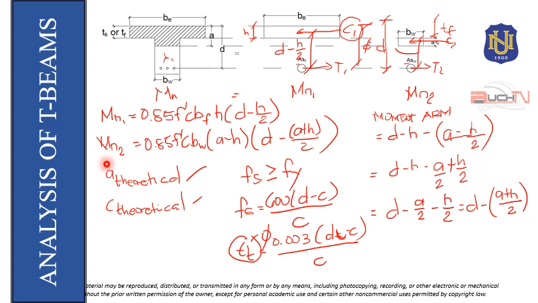Tapos, saka na natin makukuha yung Mn coming from Mn1 and Mn2. Ipag-add lang natin sila. So, that will be Mn1 plus Mn2. So, ang lalabas will be the value Mn. Then, makukuha natin si Mu, or the ultimate moment capacity of the beam, by multiplying the reduction factor times the nominal moment. So, that will be the first method for the analysis of T-beams.